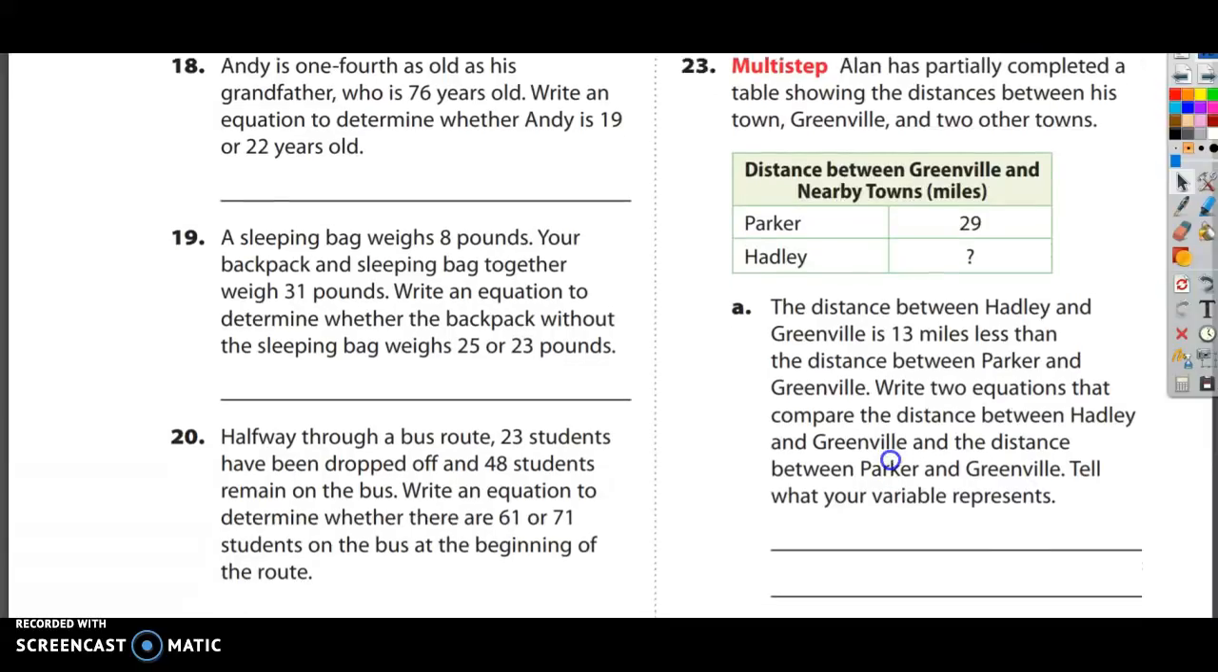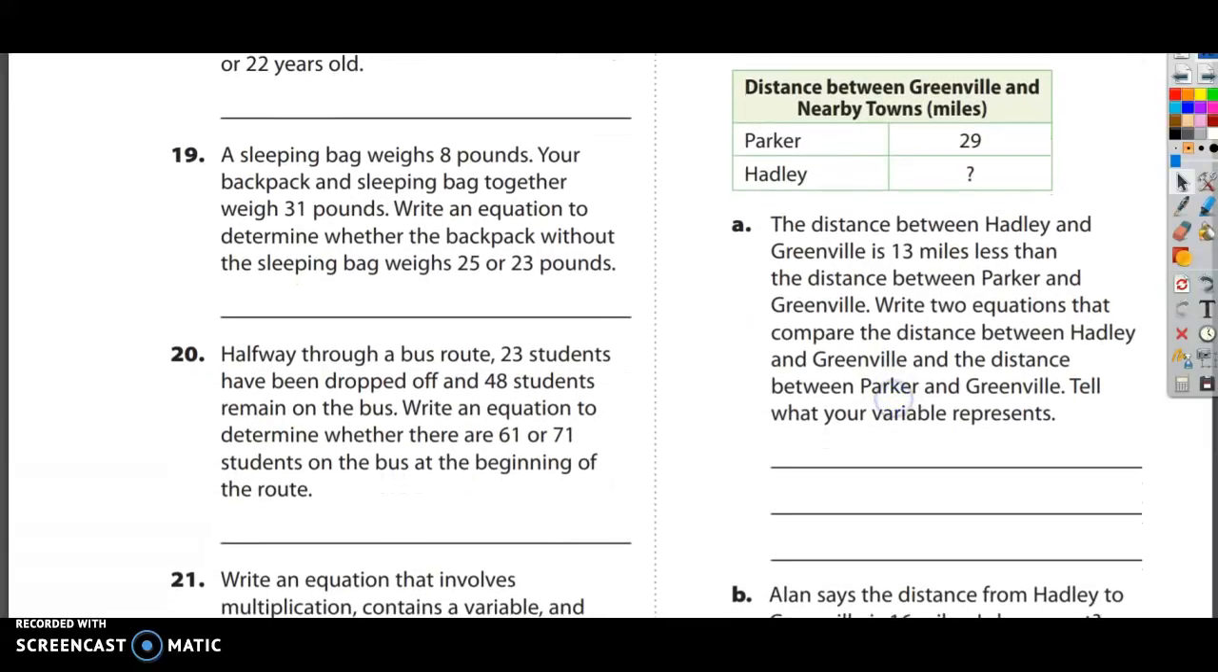All right, so I'm going to move this up so I have enough space here. The key clue here is right here. The distance between Hadley and Greenville is 13 miles less than the distance between Parker and Greenville. And we know the distance between Greenville and Parker is 29. So this has to be 13 miles less. So one equation would be simply to do 29 minus 13 is equal to x. The other one that would work would be the opposite, using addition. I'm going to do a second equation there. I'm going to use addition, but it wouldn't be 29 plus 13. That doesn't make sense. It would be x plus 13 is equal to 29.